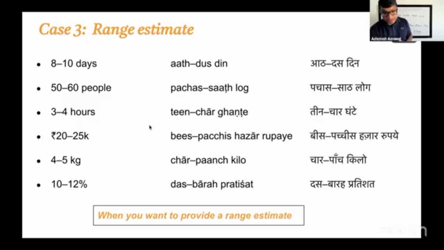3-4 घंटे. 3-4 घंटे से इंतजार कर रहा हूँ और 3-4 घंटे से वेट कर रहा हूँ. 20-25 हजार. 1000 is हजार. So 20 is 20, 25 is 25. 20-25 हजार रुपए.